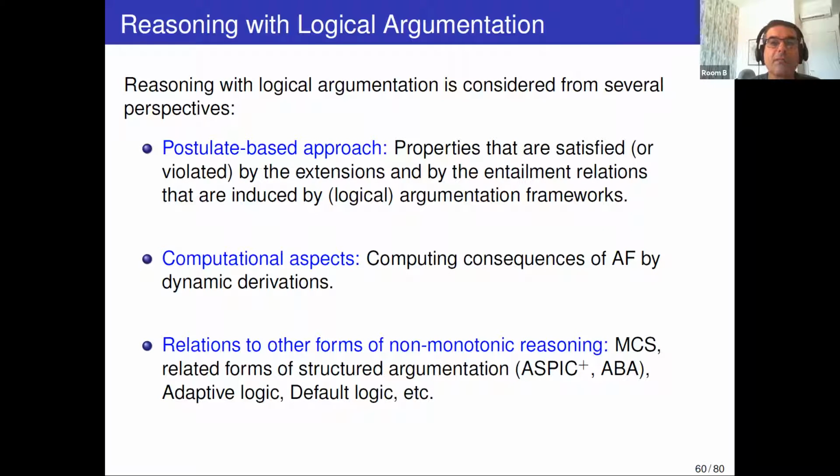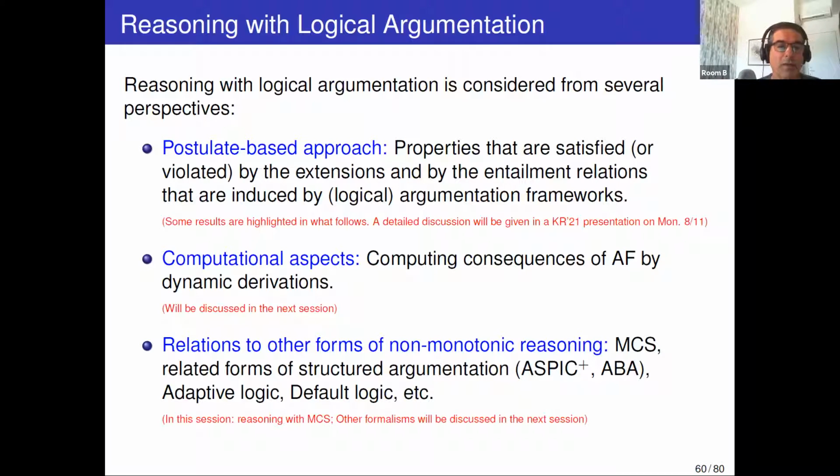Another perspective of reasoning is related to computational aspects. And here we will describe how we are able to compute consequences of argumentation frameworks by dynamic derivation. And the last aspect is a relation of the reasoning process of logical argumentation frameworks with other forms of non-monotonic reasoning, like default logic, reasoning with maximal consistency, and so forth.